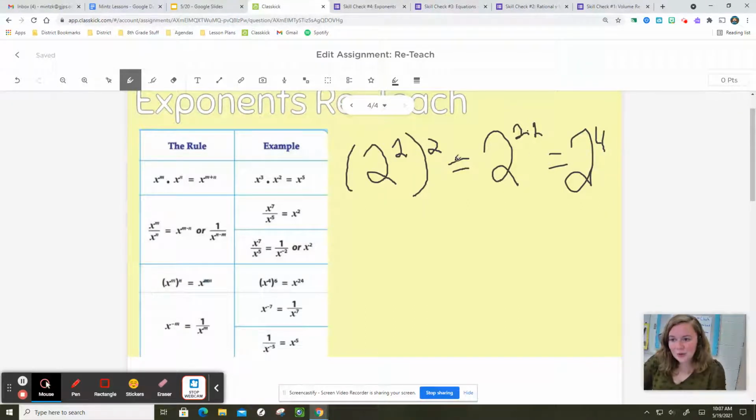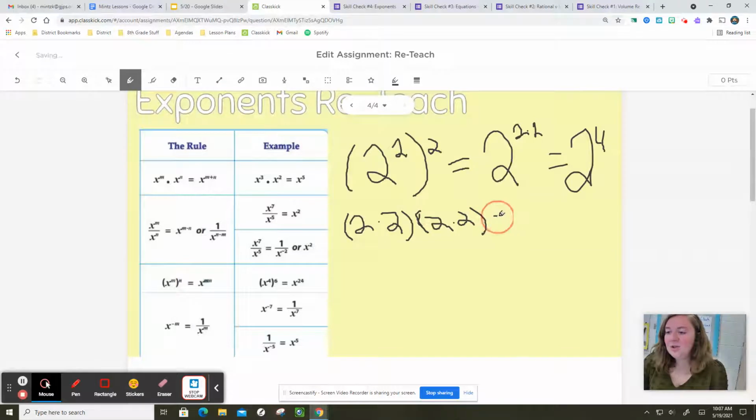Okay, so how does this work in expanded form? Well, I have 2 squared, right? So 2 squared is 2 times 2, right? And now this squared on the outside is telling me, hey, I need 2 of those multiplied by each other. So I'm going to have 2 of those groupings, 2 times 2. Now, in total, how many 2's do I have multiplied by each other? Well, 1, 2, 3, 4. I have 4. So therefore, it's 2 to the 4th, okay?